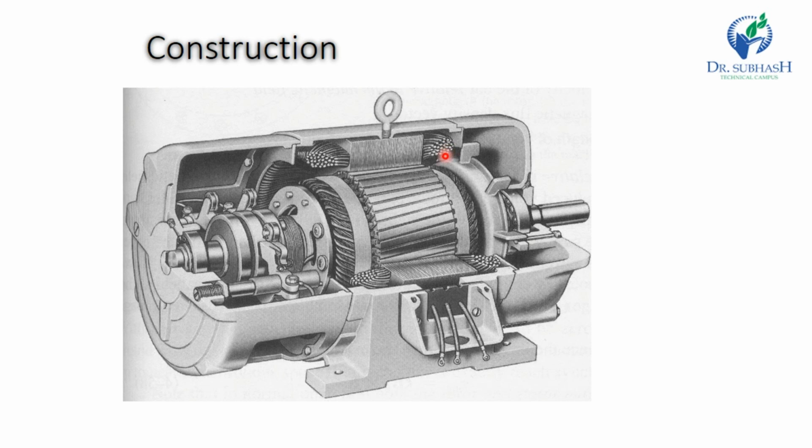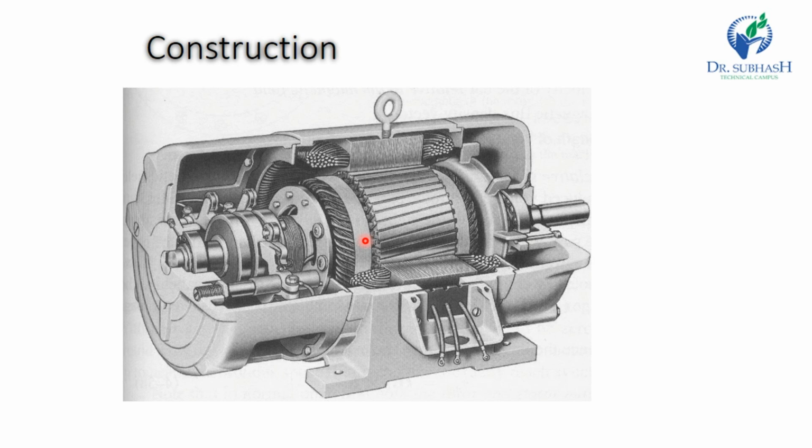Now the rotor core. Here the rotor core is made of silicon steel and it houses the rotor winding. Now the rotor winding, which is made of copper and also insulated, produces rotor current.